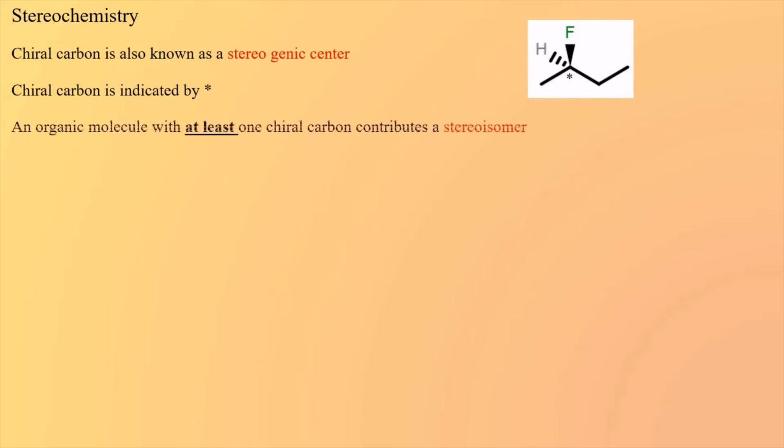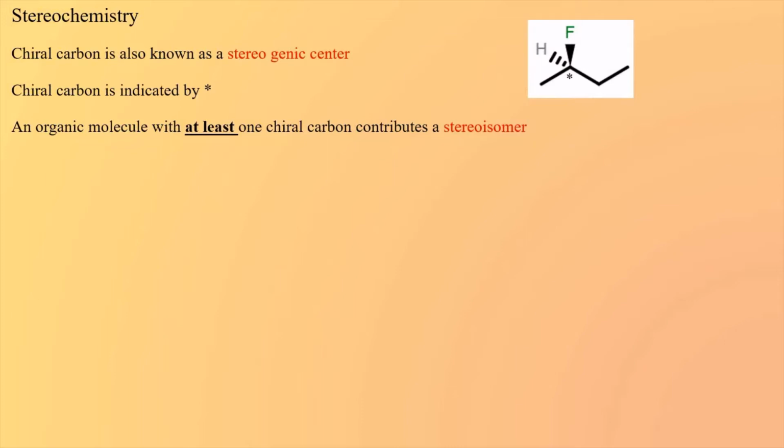4 different things. Now, a molecule is considered a stereoisomer not only because it's 3D, but it must at least contain 1 chiral carbon. Remember, that's how we said stereoisomers are unique, they have chirality, but they must also be 3D, so at least it must have 1 chiral carbon.